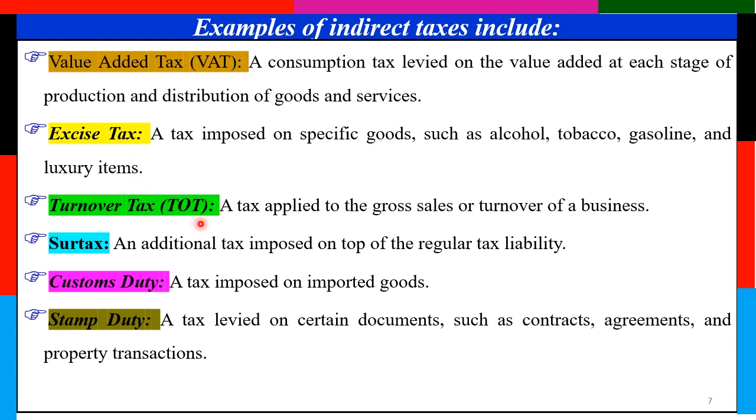Turnover tax, or simply TOT, is a tax applied to the gross sales or turnover of a business. In short, turnover tax is a tax that is imposed on the individual person or the individual business who do not register for the VAT.